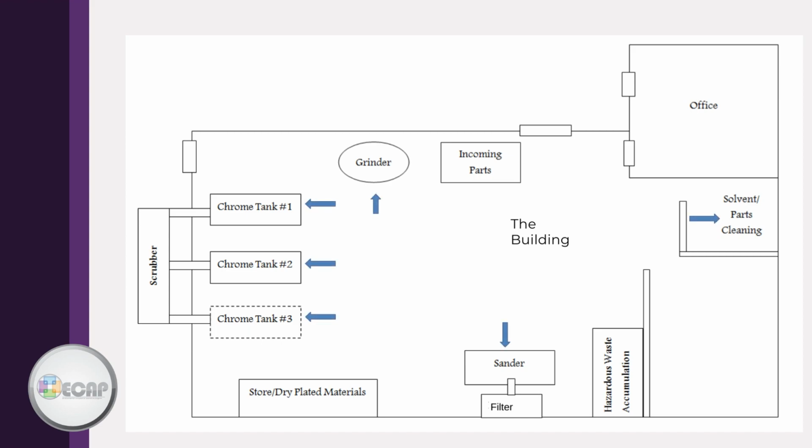Things like tanks, grinder, sander, welding, and parts cleaning operations are all potential air emission sources. Are there any control devices that should be considered? As you can see, there is a scrubber, filter, and the building itself can act as a control device as an enclosure. It is very important to include all control devices, as these could be the difference in what level of permit your facility is required to get.